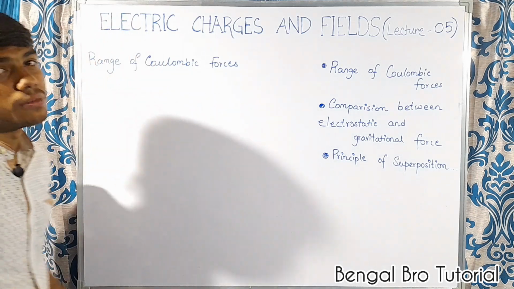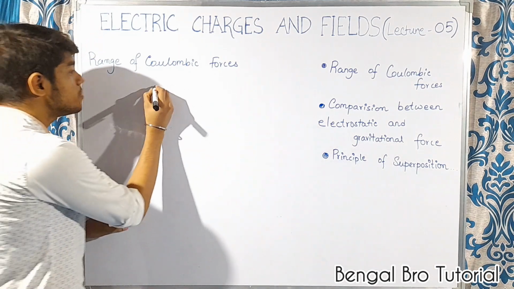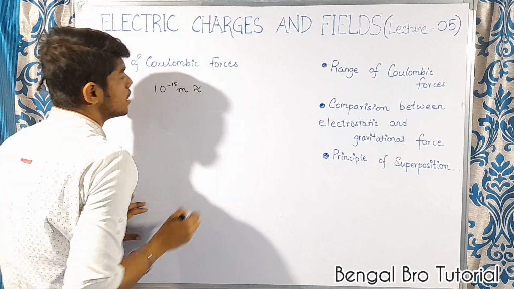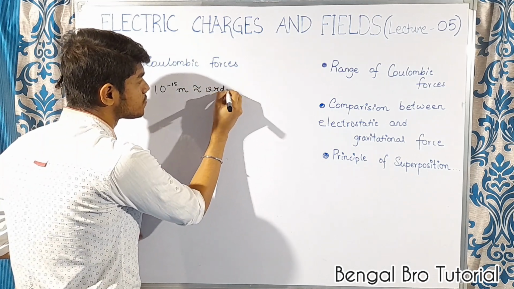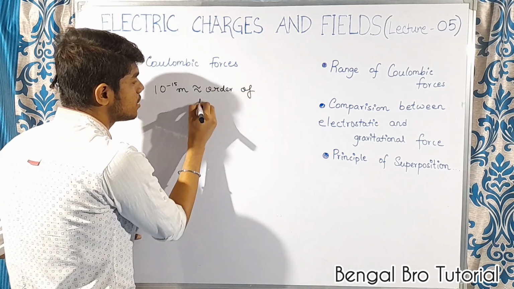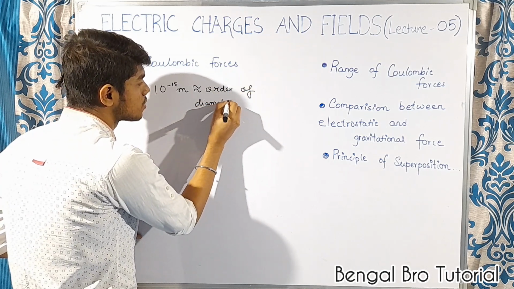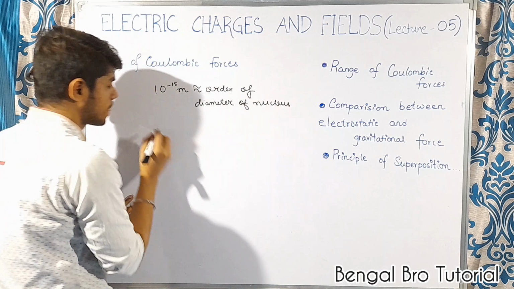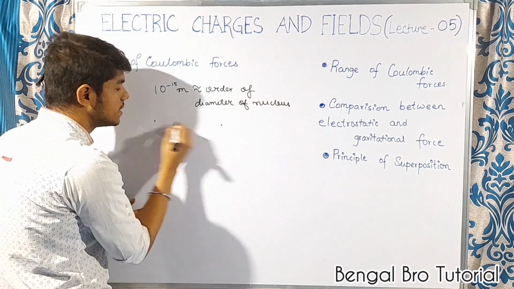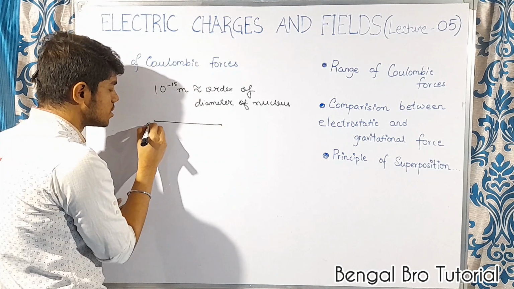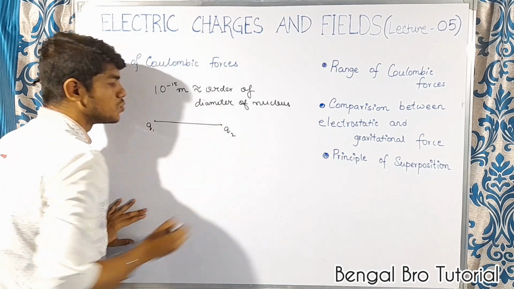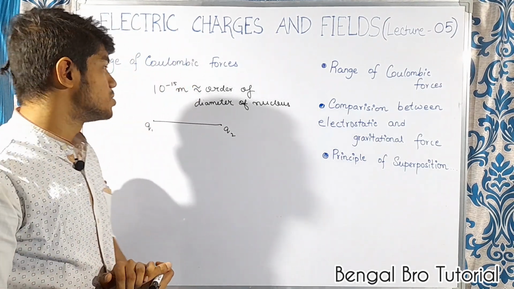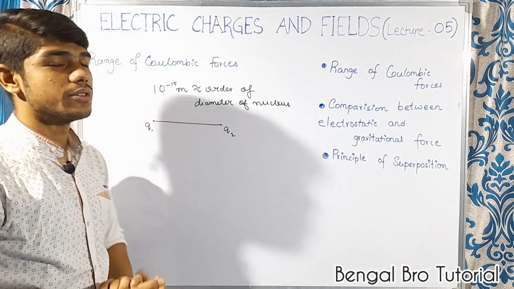And if we talk about the minimum distance, then it is 10 to the power minus 15 meter, which is almost equal to the order of diameter of nucleus. Understood? Which means that the 2 point charges, say Q1 and Q2, have to be at least separated by a distance which is equal to 10 to the power minus 15 meter.